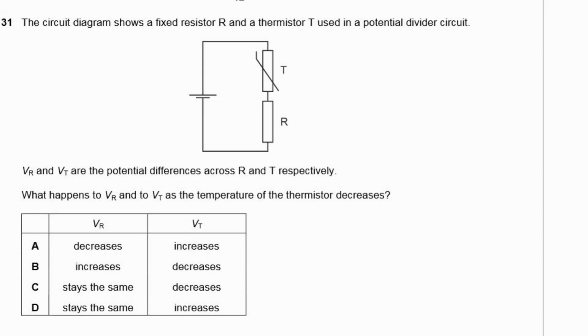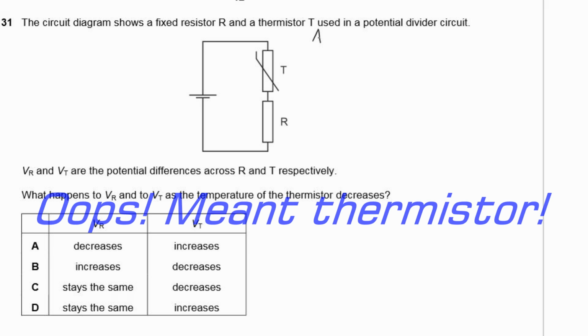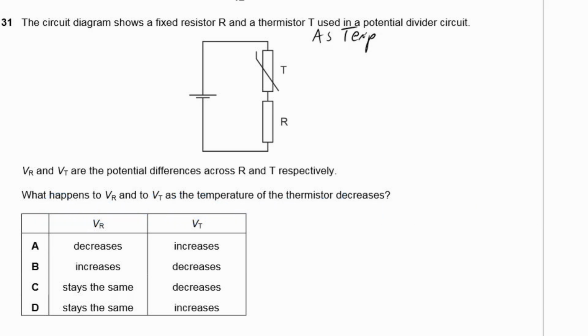Question 31. The circuit diagram shows a fixed resistor R and a thermistor T used in a potential divider circuit. VR and VT are the potential differences across R and T, respectively. What happens to VR and VT as the temperature of the resistor decreases? Right, let's look at what happens as the temperature decreases. Well, as the temperature decreases, the resistance of the thermistor increases. The voltage across the thermistor will increase, and because of that, the voltage across the resistor will decrease.